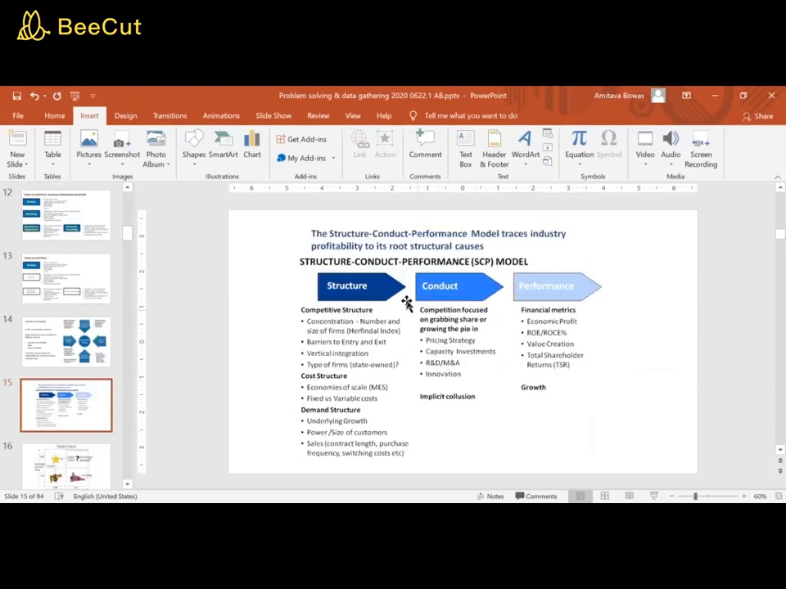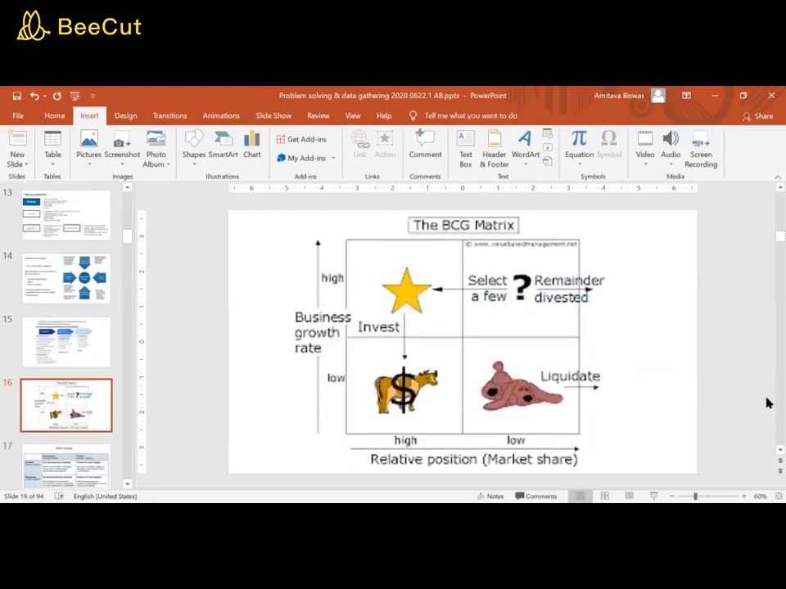This is one called the structured conduct performance model that's got different elements to it that you can take a look at. This is another strategy thing. This is called the BCG matrix. It was created by the Boston Consulting Group, another consulting company that's out there. This is a way of thinking about a portfolio of businesses in your company, because a lot of companies have different businesses in that company, to kind of think about which businesses are doing well, which ones aren't, what should I do with them, which ones should I get rid of, right, and so on. So this is called the BCG matrix.